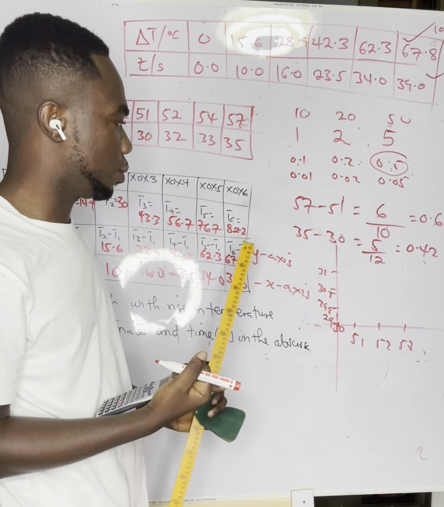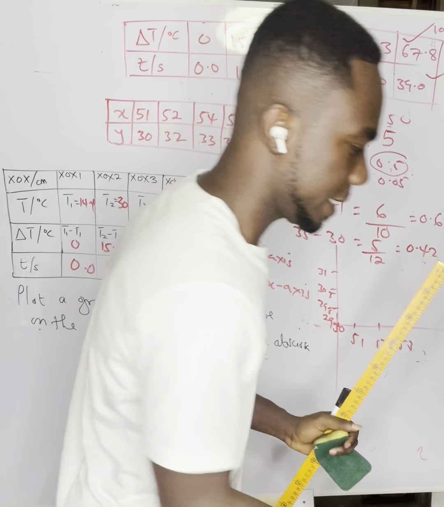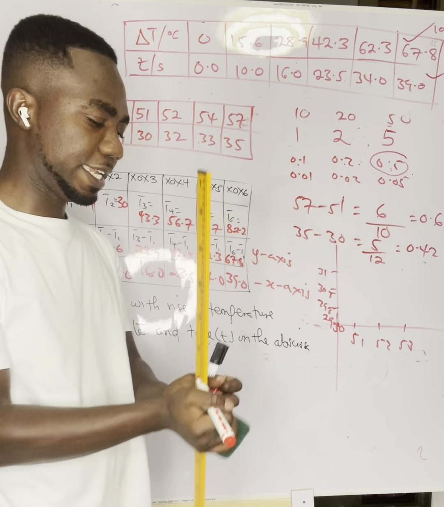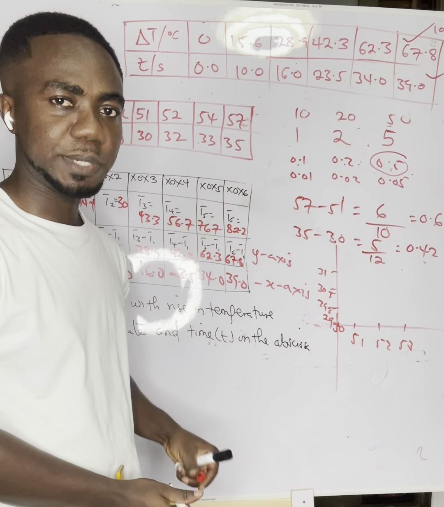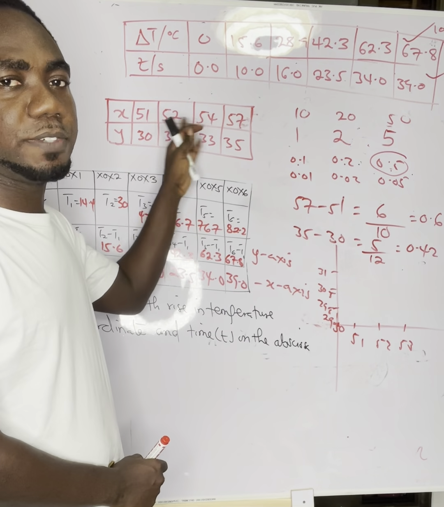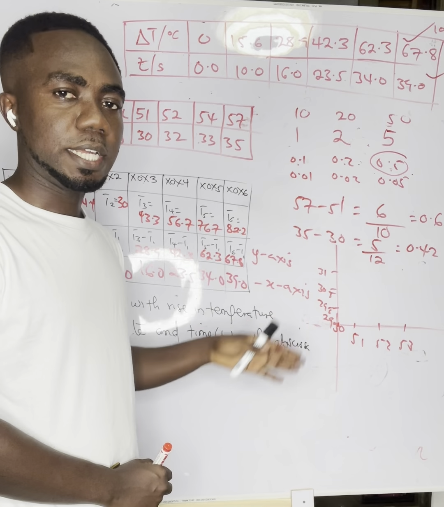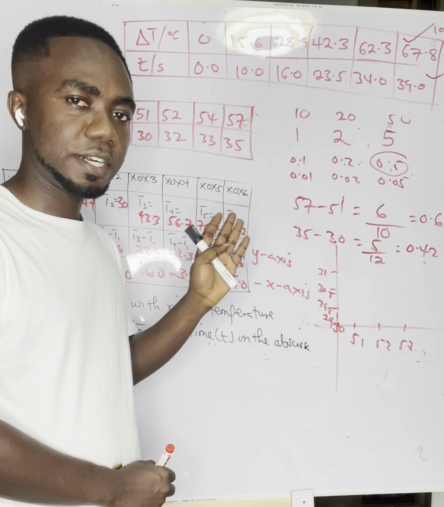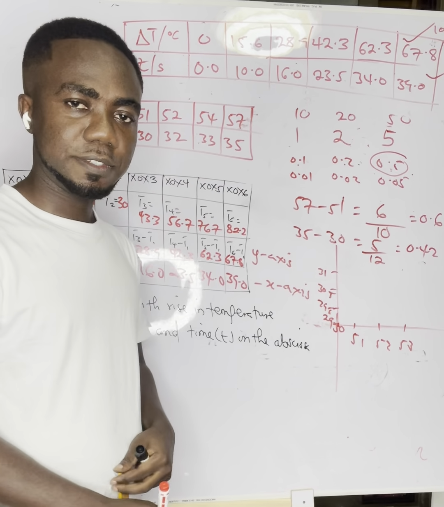So that is how to plot a graph without starting from the origin. When you see that the interval is very, very close, you don't start from the origin. Just take the highest value minus the lowest value, divide by number of boxes on the axis. X, standard graph sheet 10, Y, standard graph sheet 12.